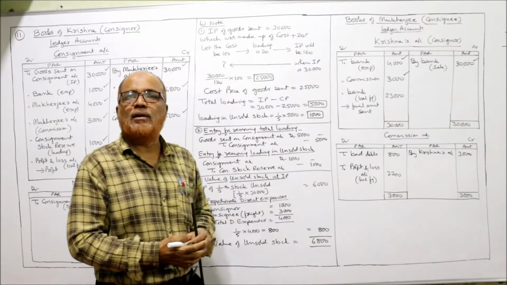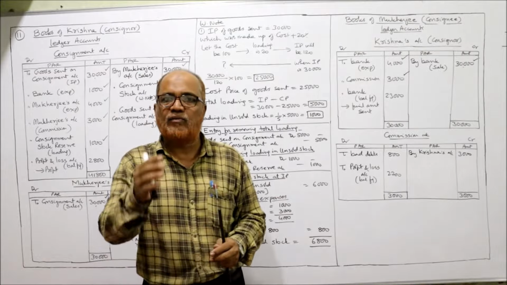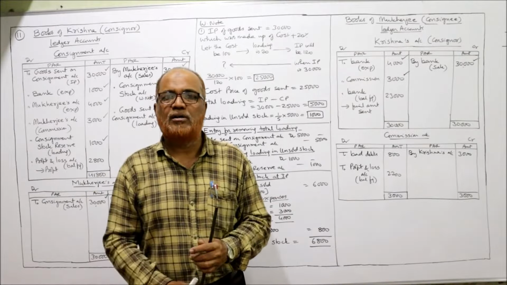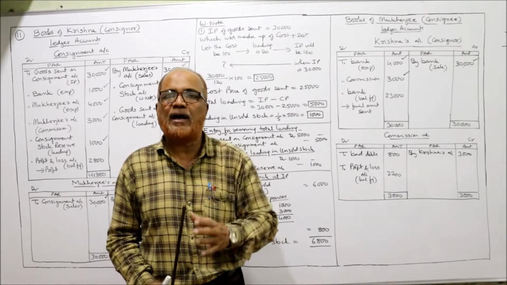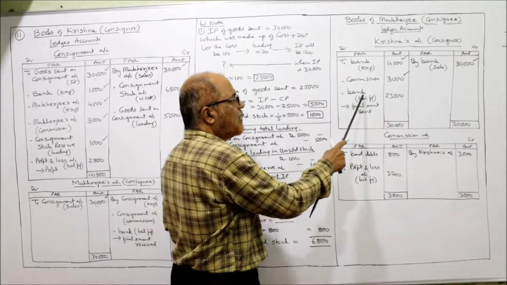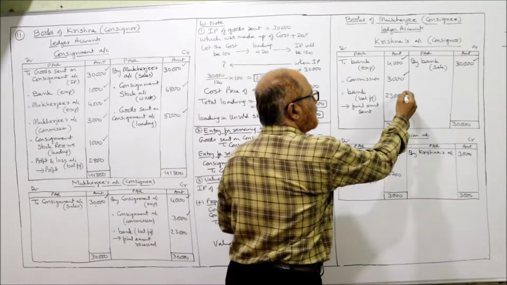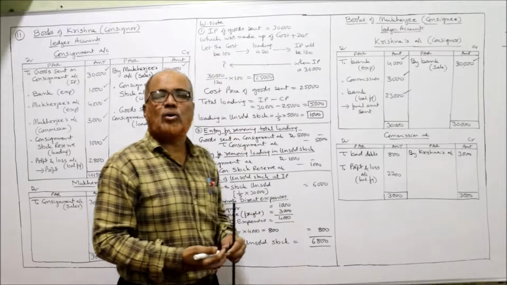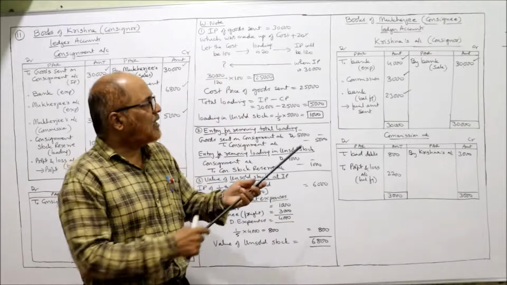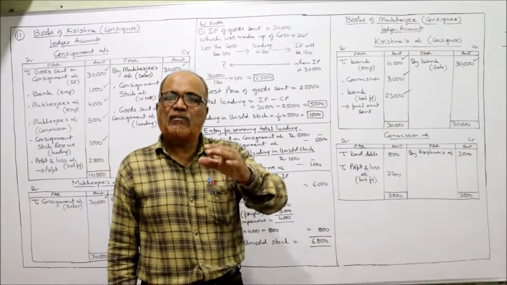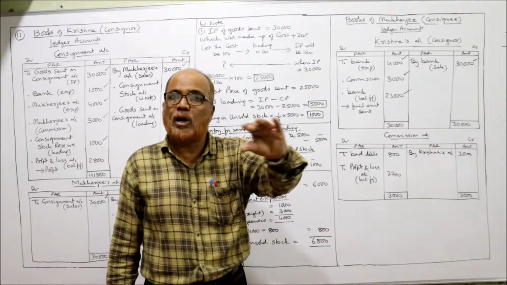That's all. Now the final amount, 23,000 rupees, is paid by Mukherjee to Krishna. So Krishna account debit to bank. So Krishna account debit side to bank. Balancing figure 23,000. That's all. 30,000. Account closed. Now when commission is received, the entry will be Krishna account debit to commission.